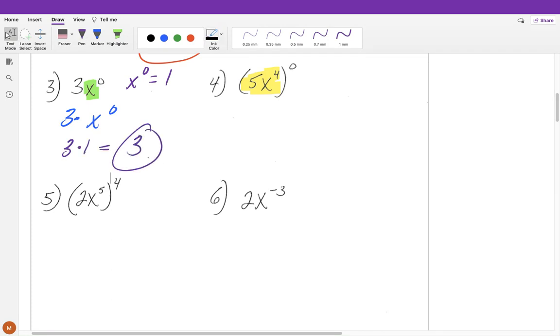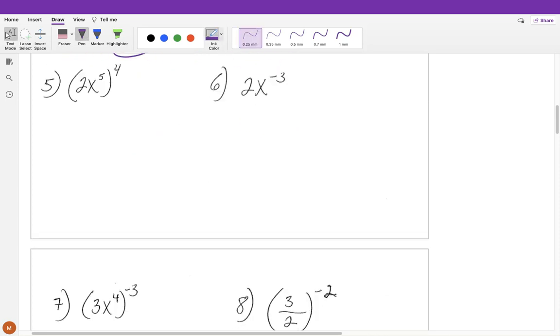A lot of you are writing 0. That means we're not really applying the 0 power correctly there. And some of you are just writing 1 overall. There's a huge difference when it's written in parentheses versus when it's not. And since this is written in parentheses, that means all of it is being raised to the 0 power. So this is just 1 as our final answer, because both the 5 and the x are being raised to the 0 power. Here, only the x is being raised to that 0 power.